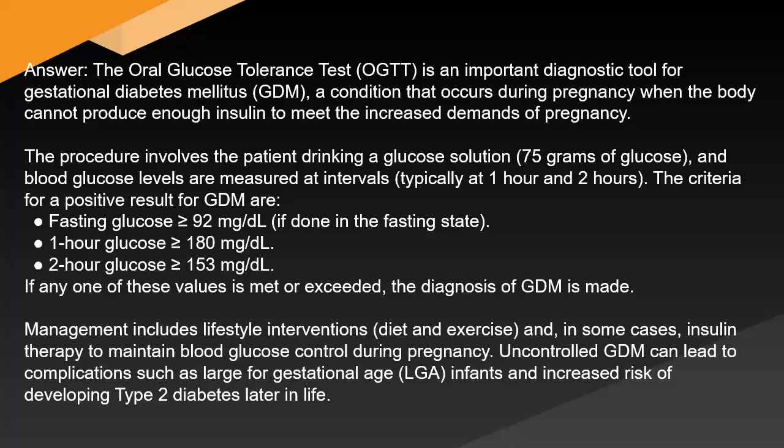75 grams of glucose, and blood glucose levels are measured at intervals, typically at 1 hour and 2 hours. The criteria for a positive result for GDM are: fasting glucose equals 92 mg/dL if done in the fasting state, 1 hour glucose equals 180 mg/dL, 2 hour glucose equals 153 mg/dL. If any one of these values is met or exceeded, the diagnosis of GDM is made.